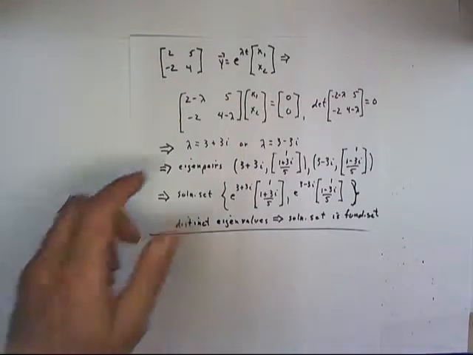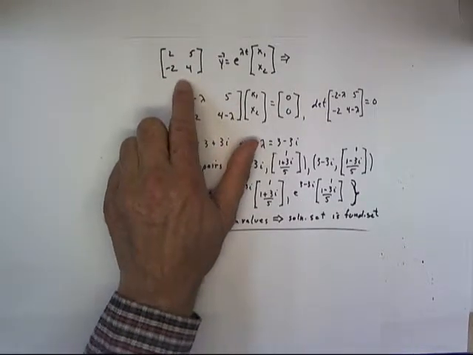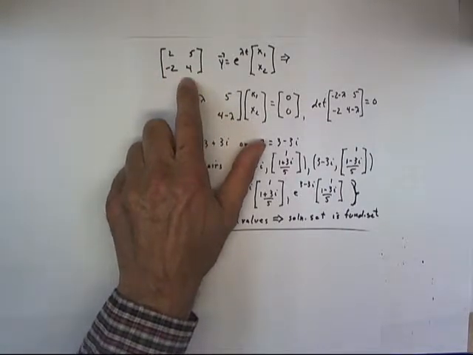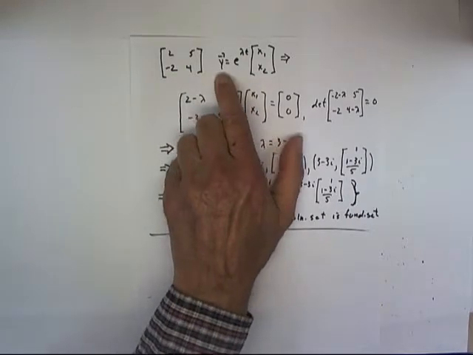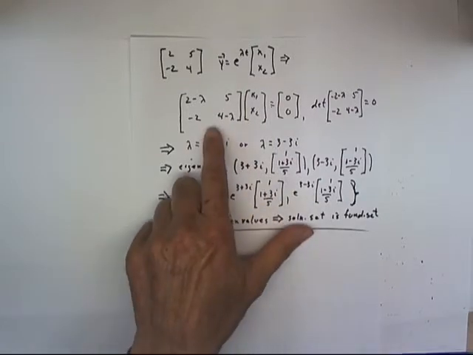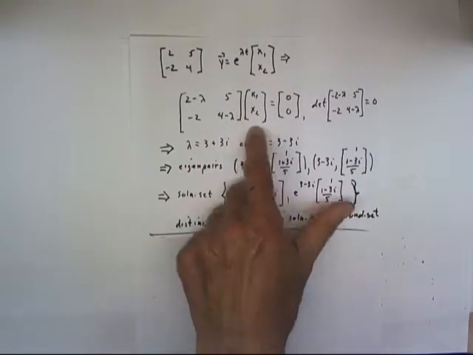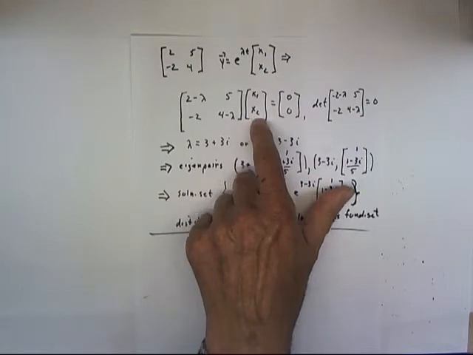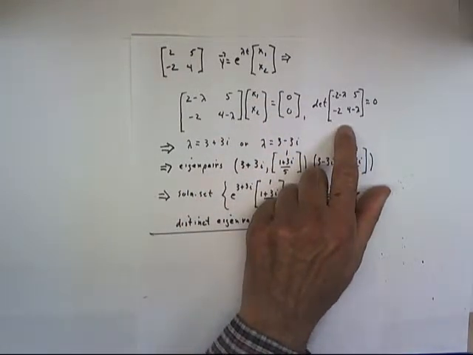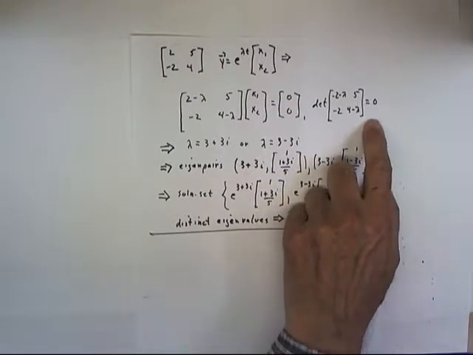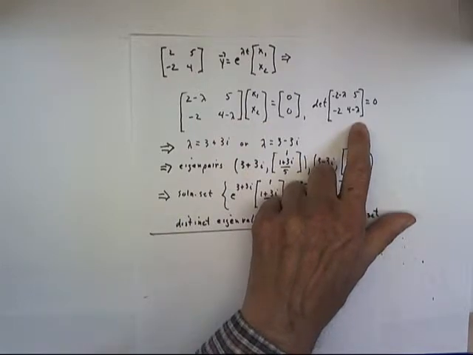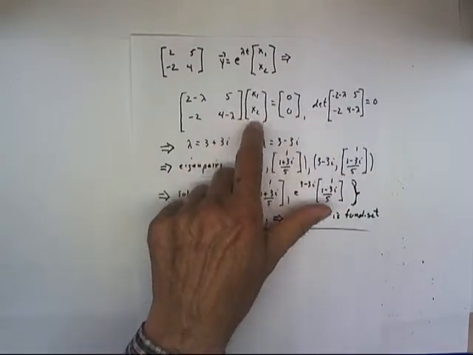In the preceding clip, we saw how the matrix 2, 5, negative 2, 4 defines a system of differential equations. If we assume the solution y equals e to the lambda t times x1, x2, we obtain the equation 2 minus lambda, 5, etc., times x1, x2 equals 0, 0, with the condition that the determinant of that matrix be 0. This gives us 3 equations in 3 unknowns, lambda, x1, x2.